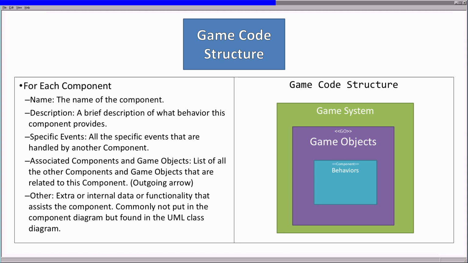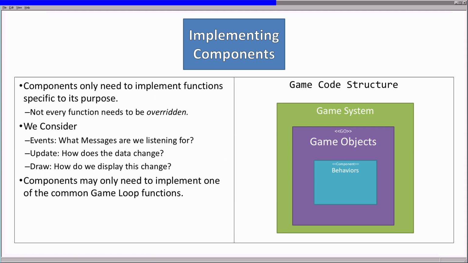We take information from the technical design document and start writing or implementing the components. The designs in the technical design document are not overly detailed and leave interpretation up to the programmers. With our knowledge of the structure and behavior of the components, we can now move more thoughtfully and write the code. With this knowledge and our development experiences, we can understand components only need to implement functions specific to its purpose. Not every function needs to be overridden.